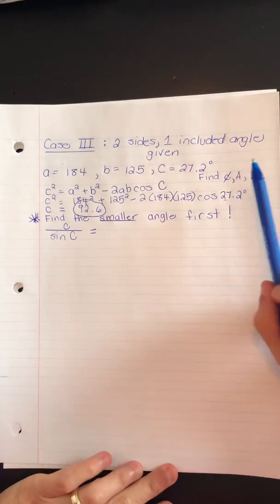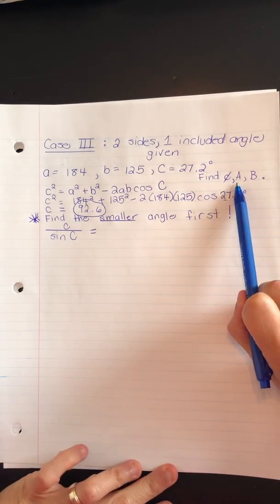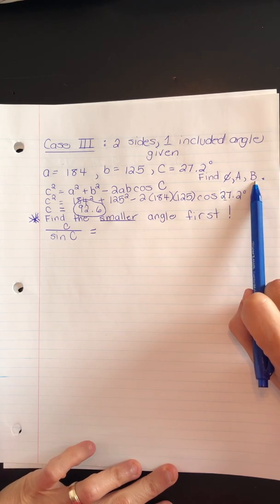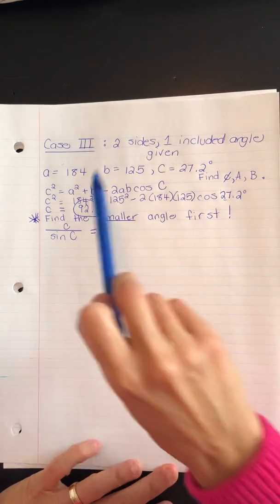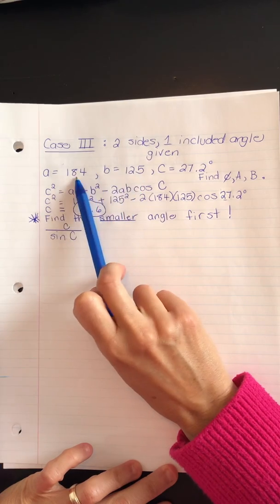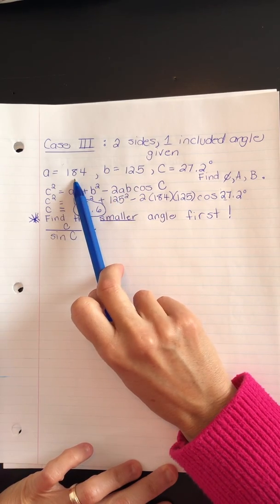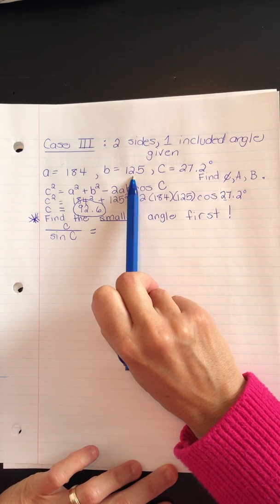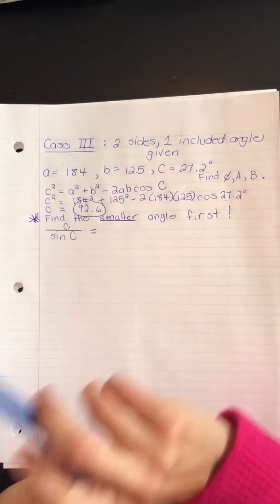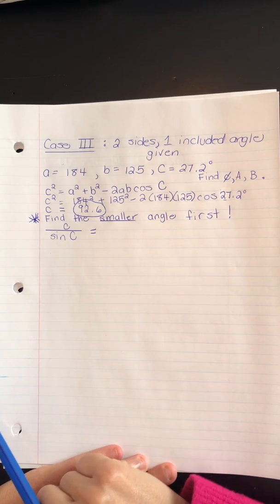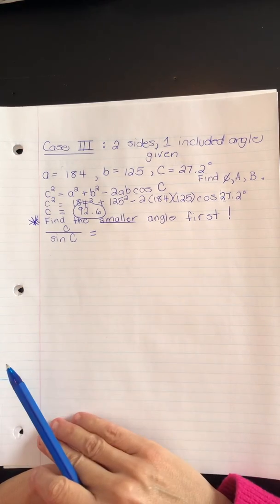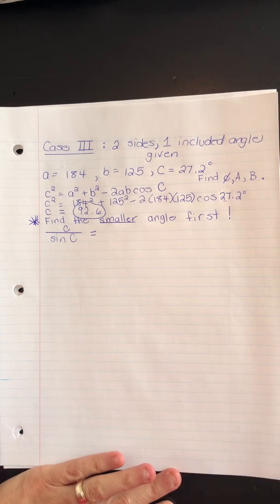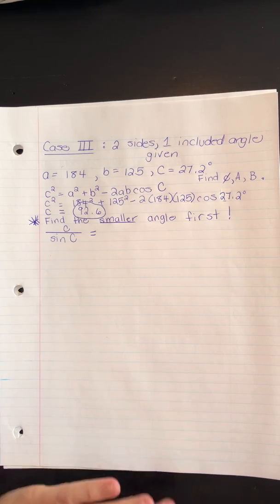For now, how do we know which is smaller? Is angle A smaller or angle B smaller? We do know the 2 side lengths. We have A is 184 and B is 125. In fact, the smaller angle will always be across from the smaller side. So hopefully that makes sense to you.